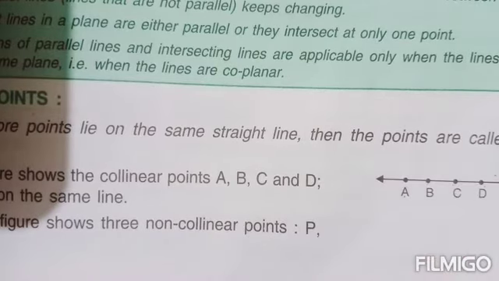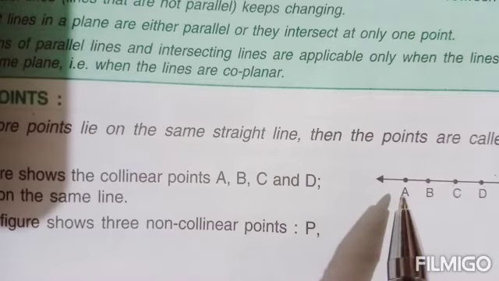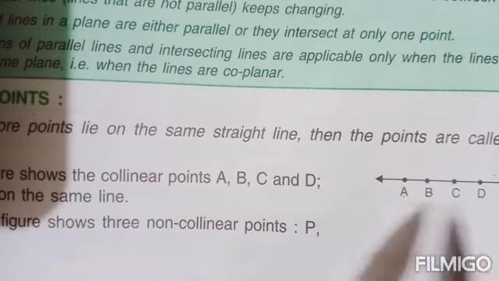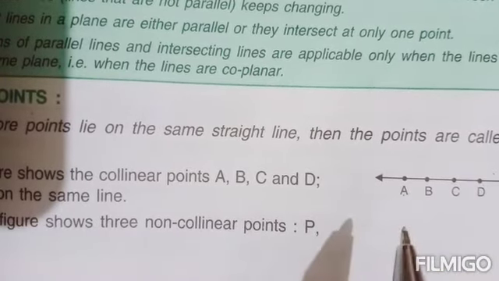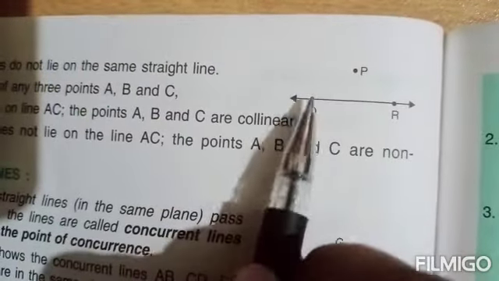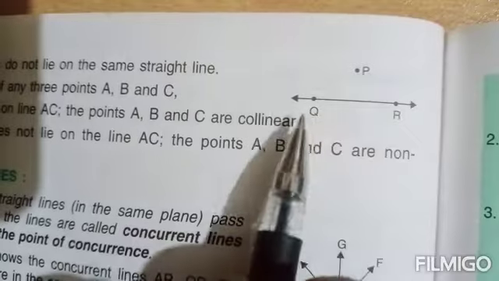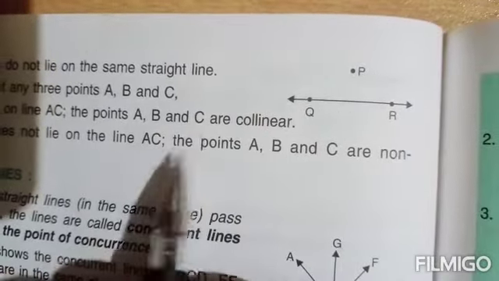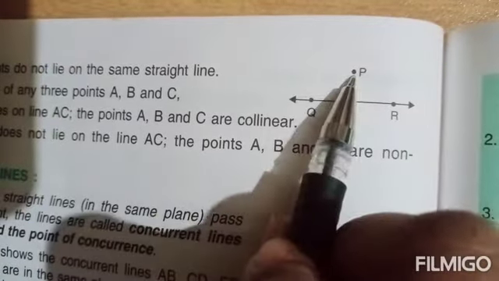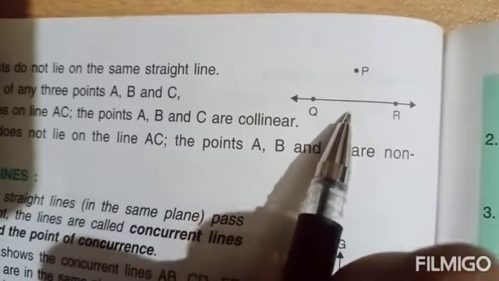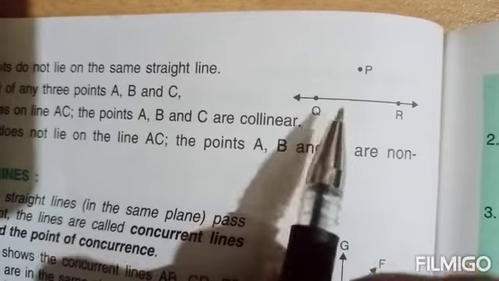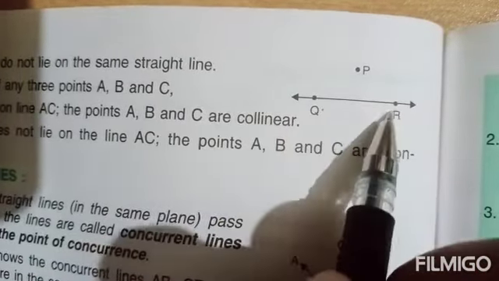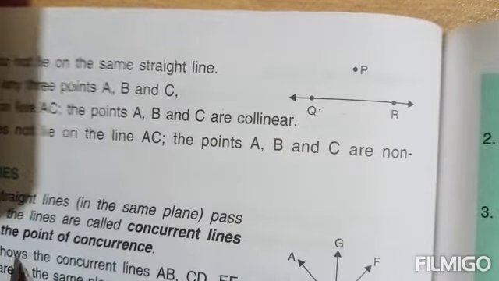So such points are called collinear points. Okay, if two or more points or three or more points lie on the same straight line, they are called collinear points. Okay, in this diagram you can see point P here. Point Q and R are on the same straight line. So this point P does not lie on this straight line. So what we can say, P, Q, R are non-collinear points.